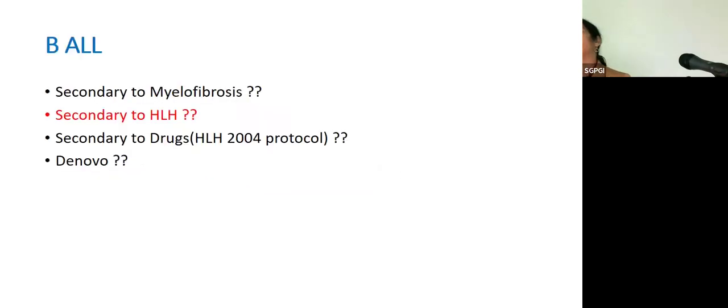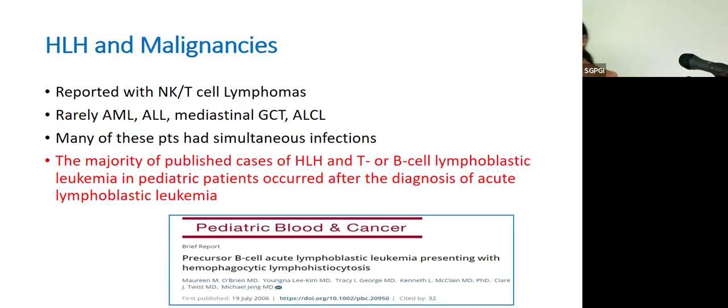The second possibility was HLH, right? So HLH in children is mainly either familial or associated with Epstein-Barr virus or immunodeficiency, right? Some malignancies are associated with HLH, but those are usually lymphomas, NK and T cell lymphomas. And it is always seen that malignancy occurs and then HLH happens. It never happens that first it is HLH and then malignancy. So this was also a difficult diagnosis to make.